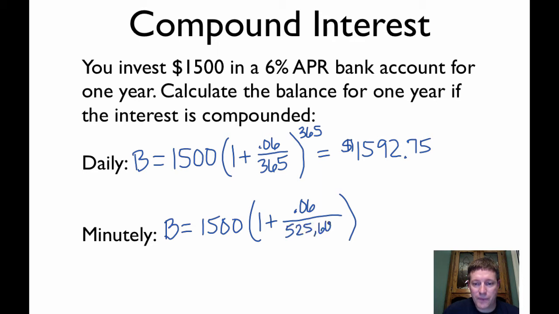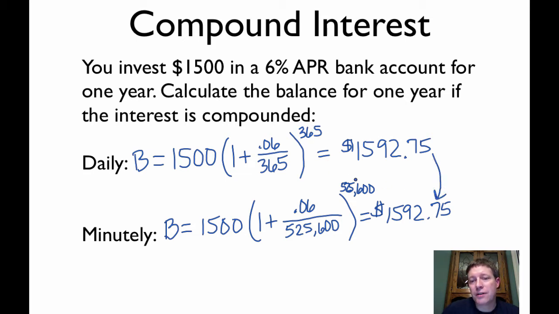525,600. And we're going to compound that 525,600 times, and your calculator should handle that. And it's going to be $1,592. And when you round to the nearest penny, it's still 75 cents. So notice we didn't even really effectively gain anything.